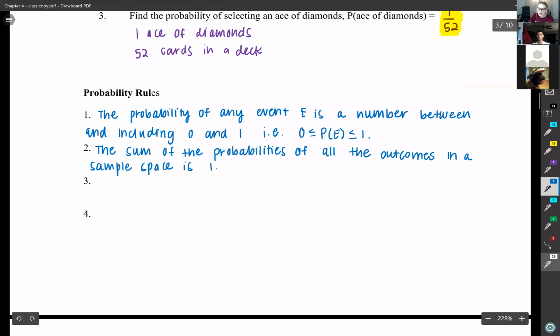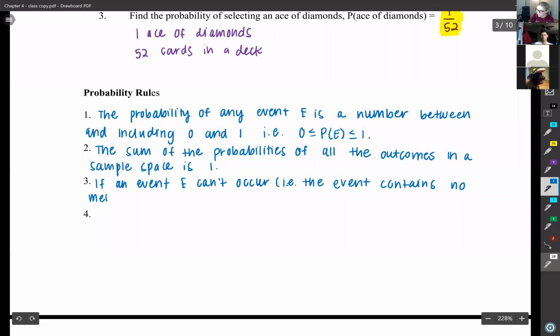Okay, the third one is if an event E can't occur. So in other words, the event contains no members, and I'll explain this more, in the sample space.